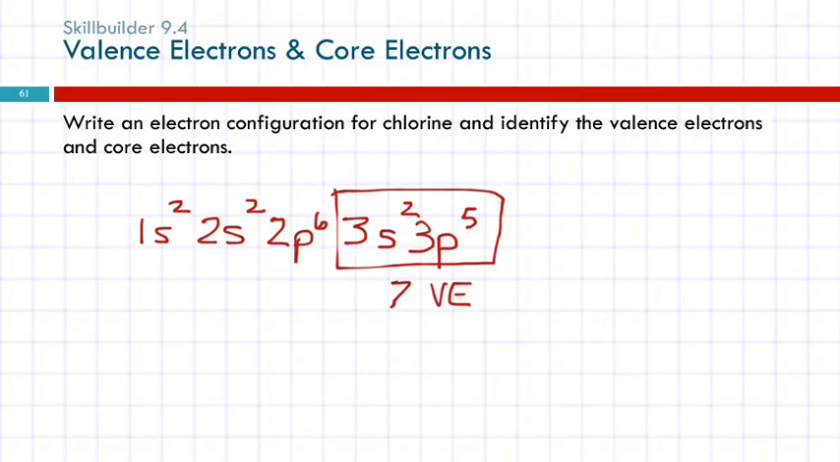Anything that's not a valence electron is a core electron. So these are the core electrons. So you could take 2 plus 2 plus 6 is 10. I'll call those CE for core electrons. So valence electrons and core electrons. Any questions?